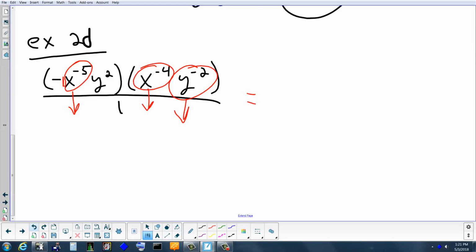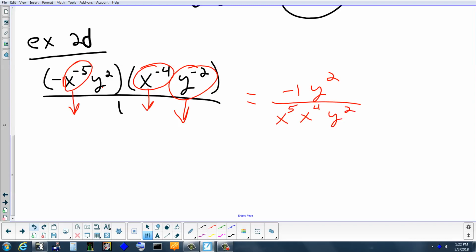Now let's look at what's left in the top. What's the first thing in the top? -1. That's going to go down. Y squared, is that still in the top? Yes, y squared over. We've got the 1 in the bottom, but what else is there? X to the 5th, that's the first one. Next one, x to the 4th. And then the y to the 2nd.